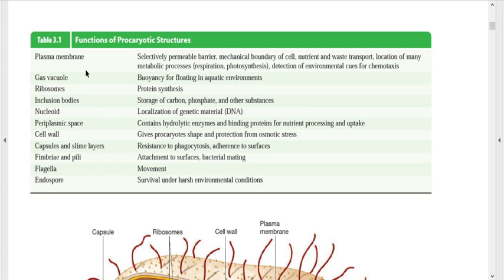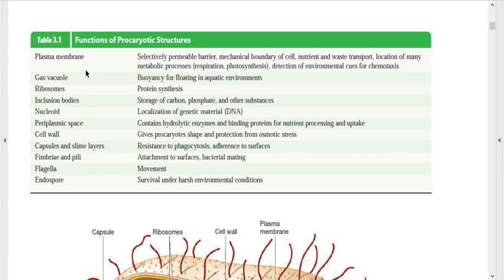Periplasmic space: this periplasmic space contains hydrolytic enzymes, and it also has various proteins that are responsible for nutrient processing and uptake of nutrients. So this periplasmic space is a very important structure. The cell wall is responsible for providing shape. At the same time, it protects the cell from various kinds of osmotic stress.